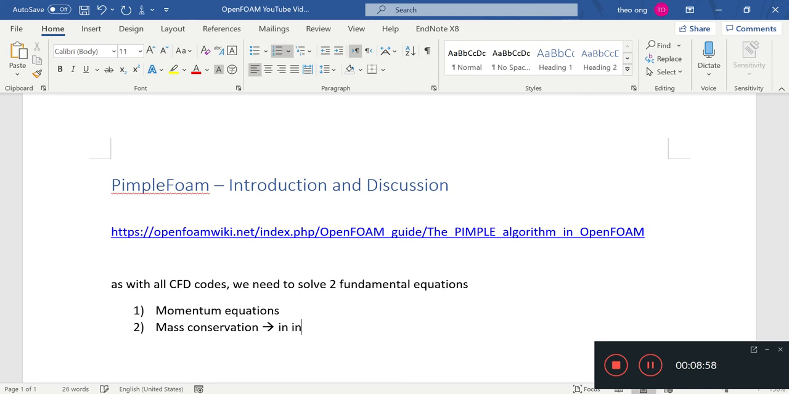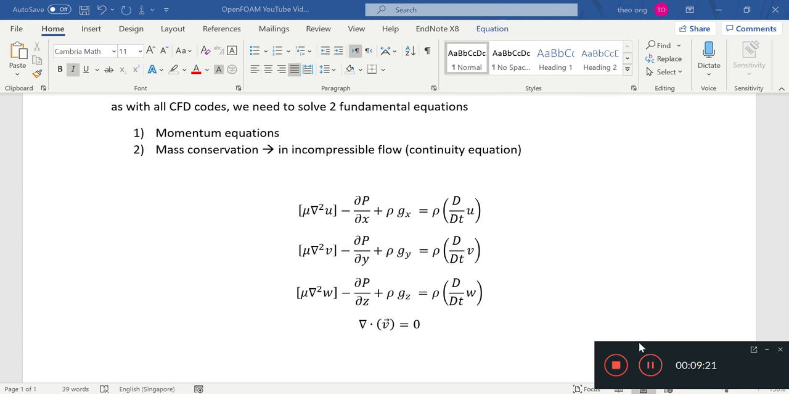So in incompressible flow, that is the continuity equation. Alright, so let me find the formulas. I pasted all these formulas in here. If you've gone through the derivation of the Navier-Stokes equations before, you should be pretty familiar with this. The equations that we're solving here are the momentum equations, and this is the continuity equation.